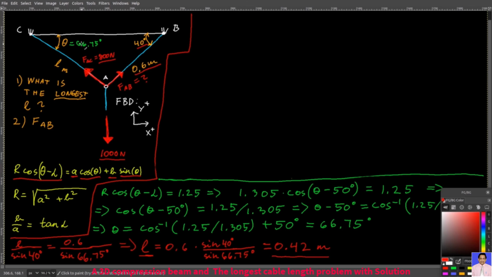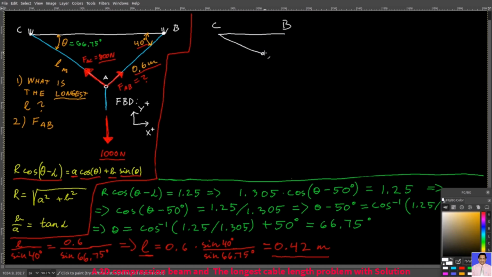Well, let's see. You would agree that if this theta angle were to be smaller, then your length would be greater. Because right now, in reality, what you have is this situation. You have C here, you have B here, and actually your point A is here. And so you really have this situation where you have 40 degrees here, and then theta equals 66.75 degrees here. So that's your current situation.